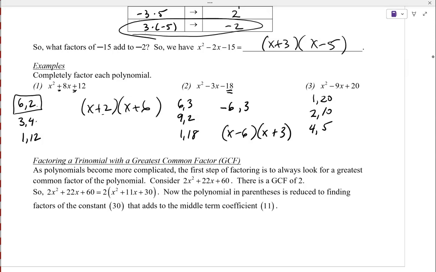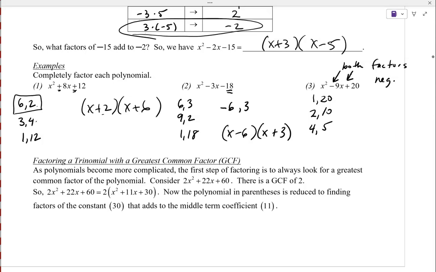Now notice that when I multiply these together, I have to get a positive 20. But when I add them, I have to get a negative 9. So what's going to have to be on both of the numbers in order to multiply and be positive, but add and be negative? They both have to be negative, right? So this plus sign here, along with this minus sign here, tells me that both factors have to be negative. Okay.